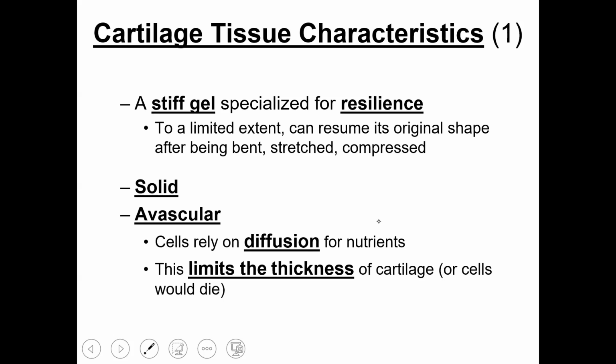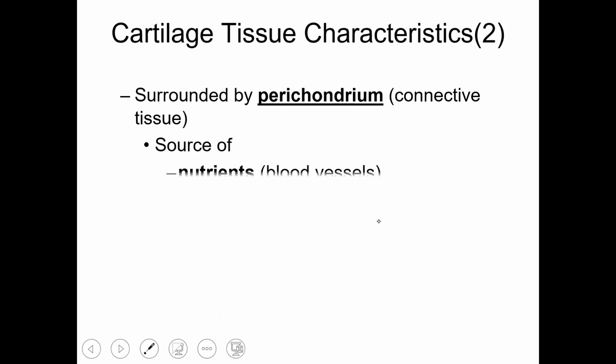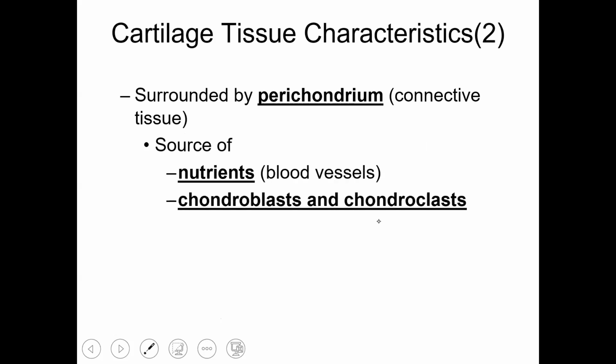Now, the cost of being avascular is that it heals really, really slowly, and it's limited in thickness because cells rely on diffusion for nutrition. If the cartilage gets too thick, the cells in the middle die. And because there aren't enough nutrients and oxygen being delivered to these cells, repair is really, really slow. Cartilage is surrounded by connective tissue we call the perichondrium, and this is where we find the cells that are going to be secreting new layers of cartilage. This is also where we find the blood vessels that are going to be delivering nutrients.